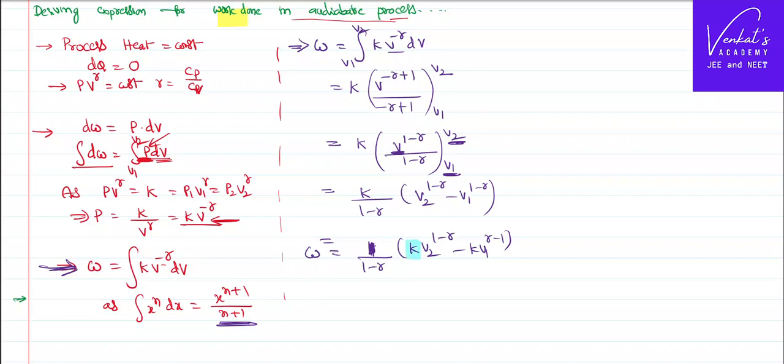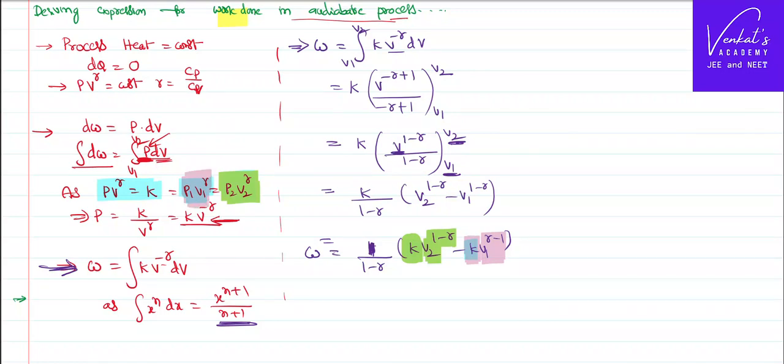But what is the value of this K? This is the value, PV^gamma. So in the place of that K, I can write PV^gamma or P1 V1^gamma or P2 V2^gamma. So in the place of this K, as the neighbor is V2^(1-gamma), I will write K as P2 V2^gamma. Next, in the place of this K, as the neighbor is V1^(1-gamma), I will write P1 V1^gamma, so that the equation will be further simplified easily, right?